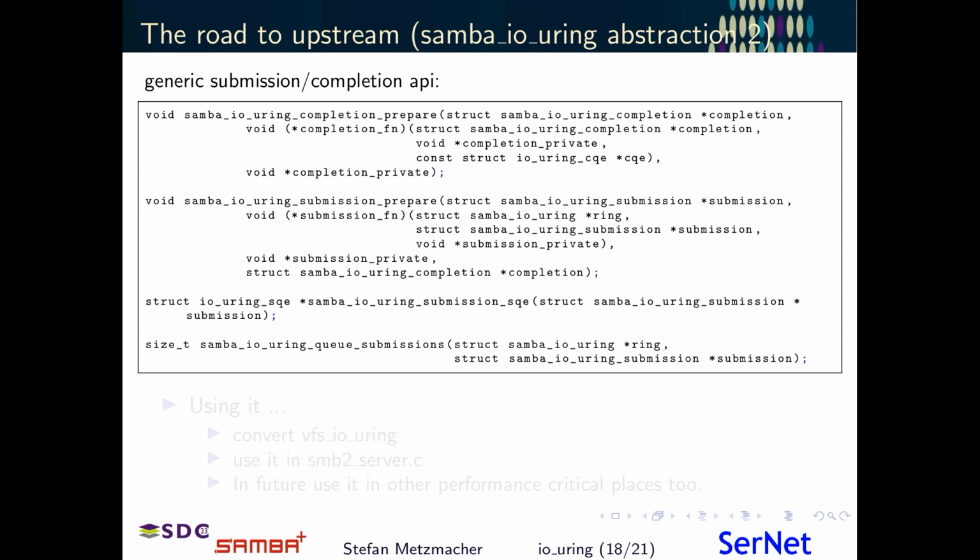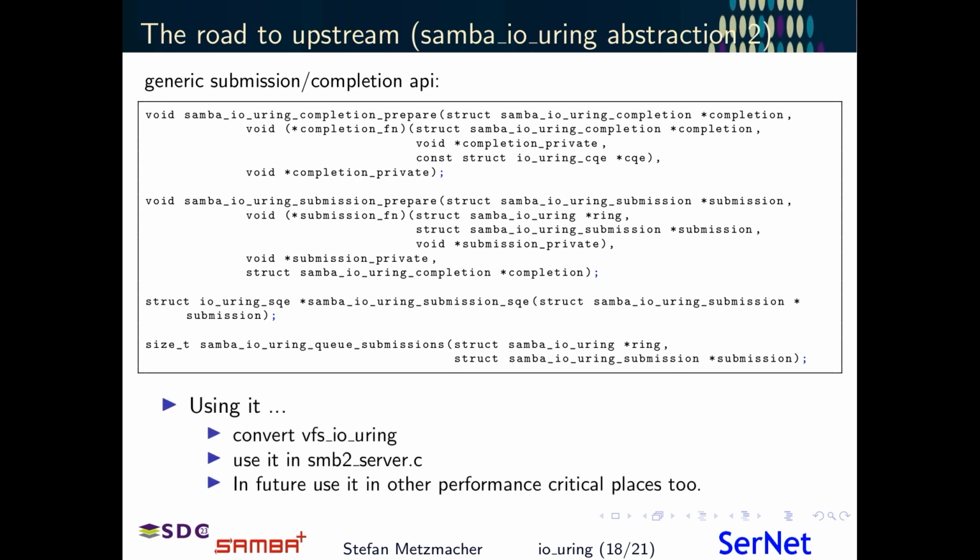So in order to create a request, we have two structures, a completion and a submission, and prepare functions for that. And then we can just queue them together and call submission SQE to get the SQE structure, the native one, and fill that. And then we queue the submission to the context, and then it will be processed by t-event internals and get the completion called eventually.